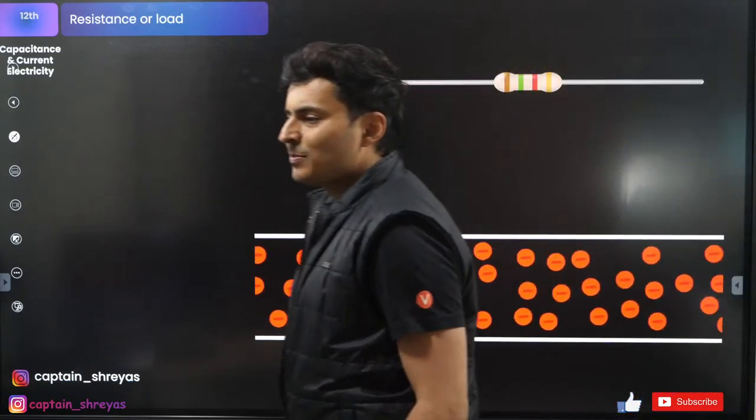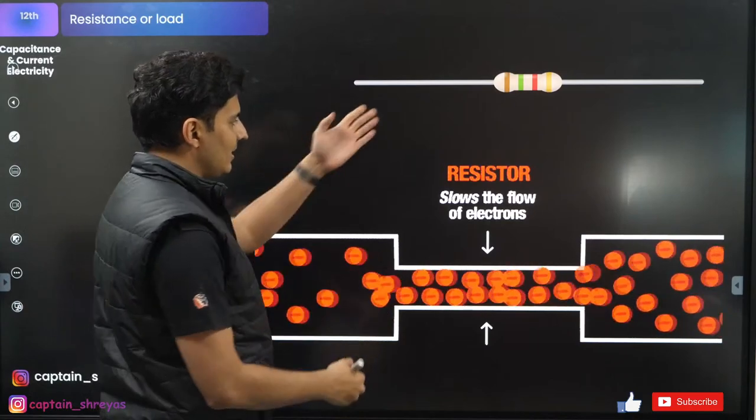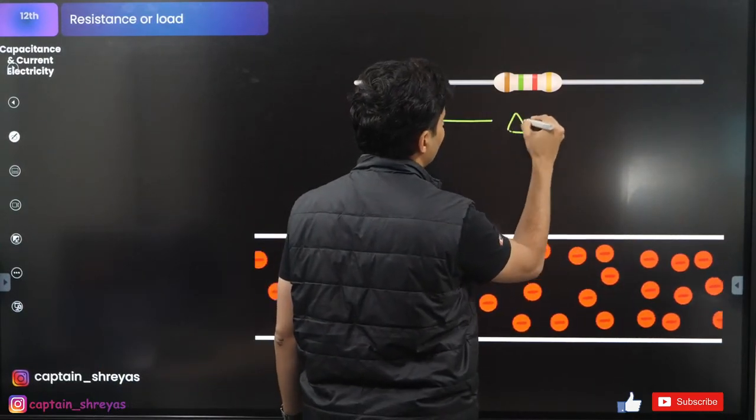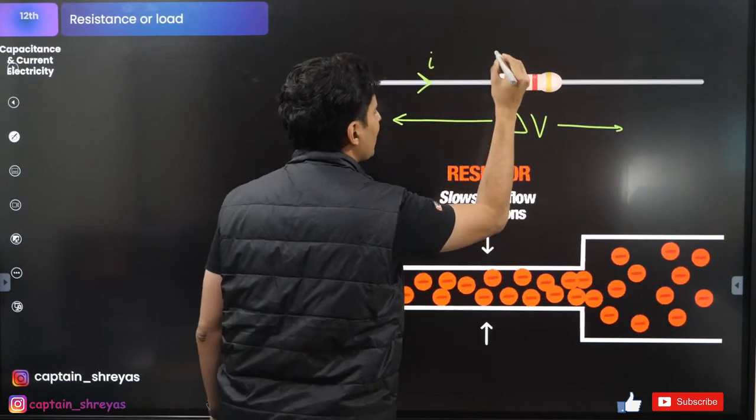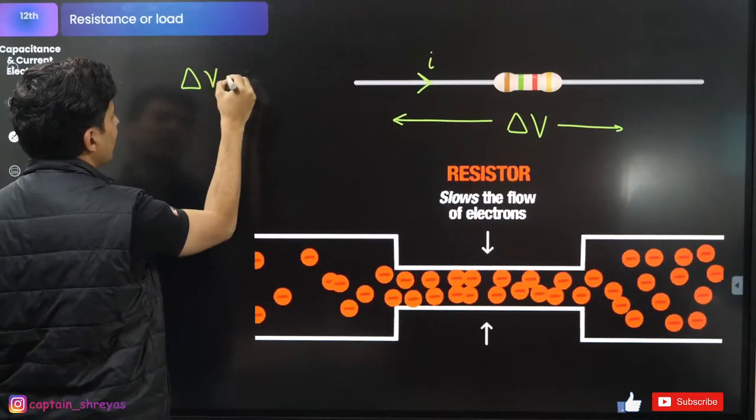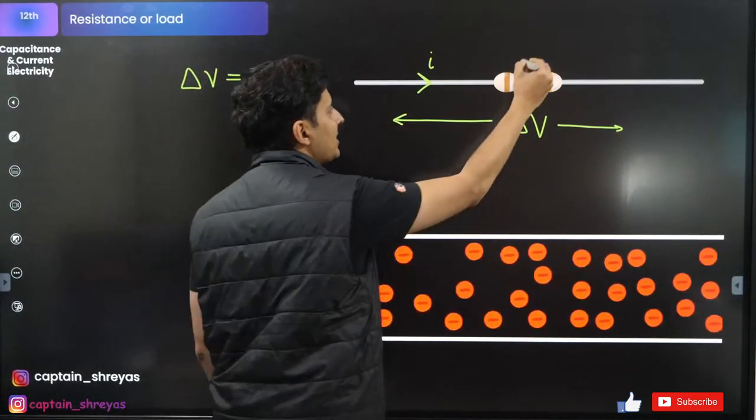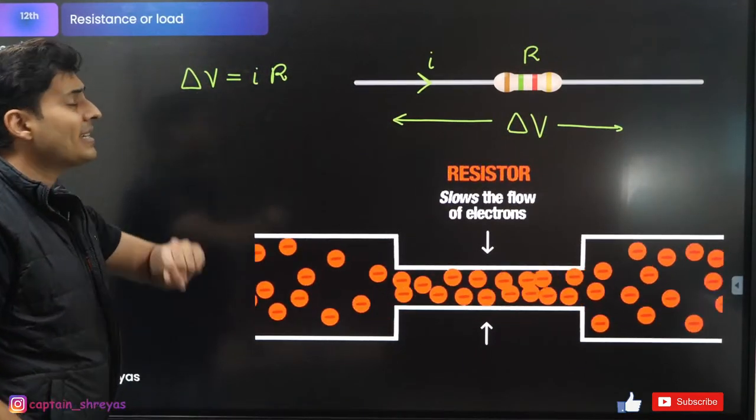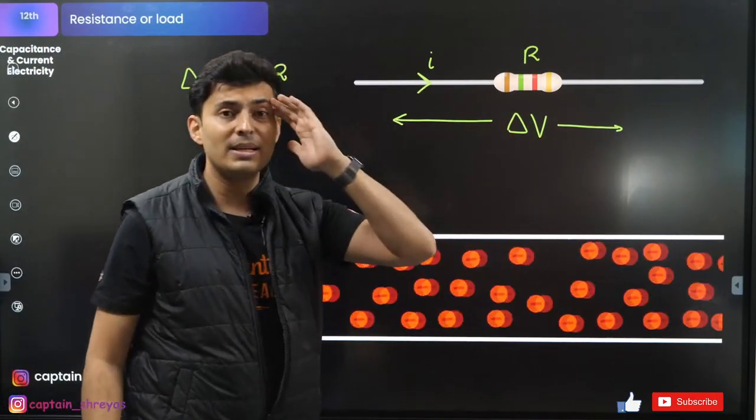So as per that, if you have a resistance like this one, and let's say somebody measures the voltage difference across it to be delta V, and the current is I, then delta V, the voltage difference, is always I into R. Keep this in mind. R is the resistance. And remember one thing, when I say delta V is IR, which end is at higher potential and which is at lower potential, please bear this in mind.